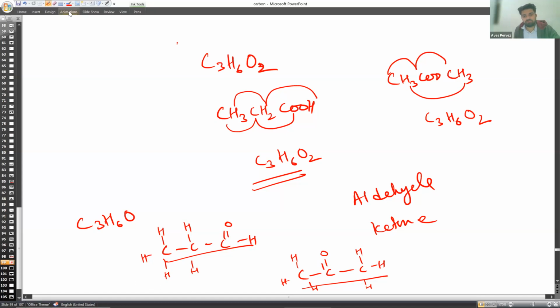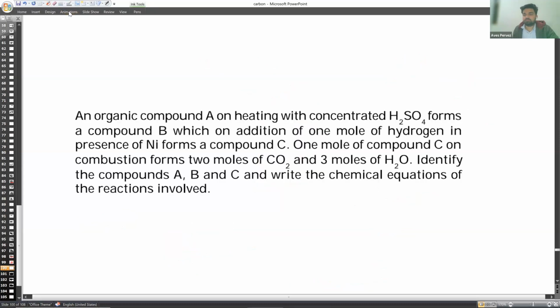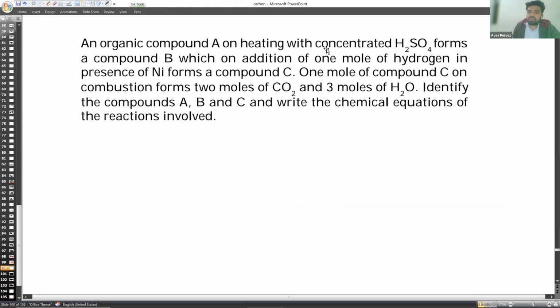Let's have this question first. So here is a question on your screen. Can you answer me what should be the answer for this question? Read this question. An organic compound A on heating with concentrated H2SO4, so A we don't know, forms a compound B, which on addition of 1 mole of hydrogen.